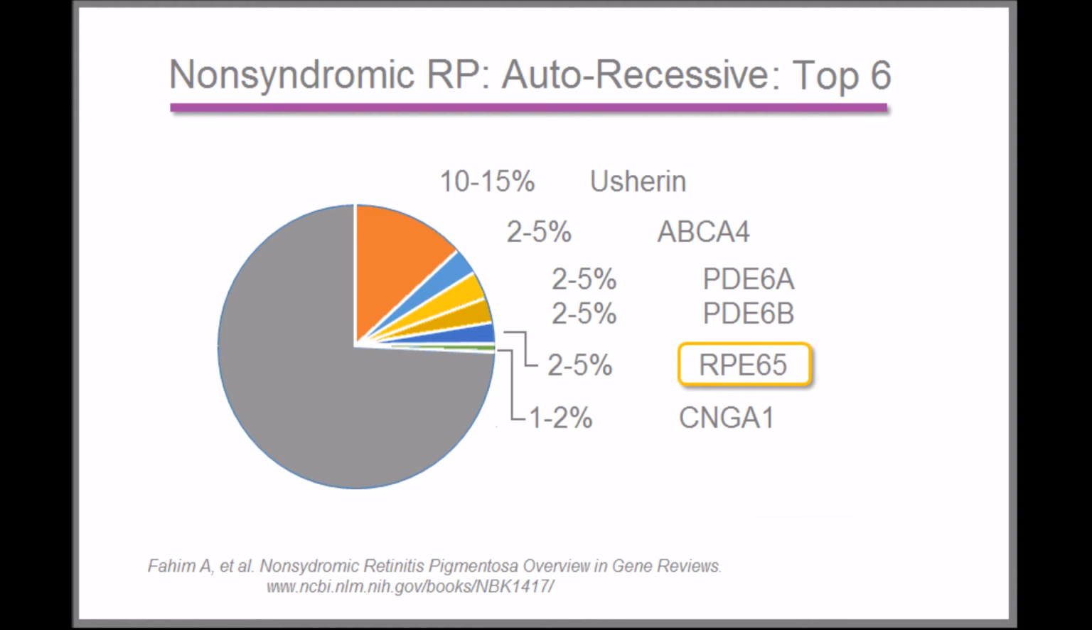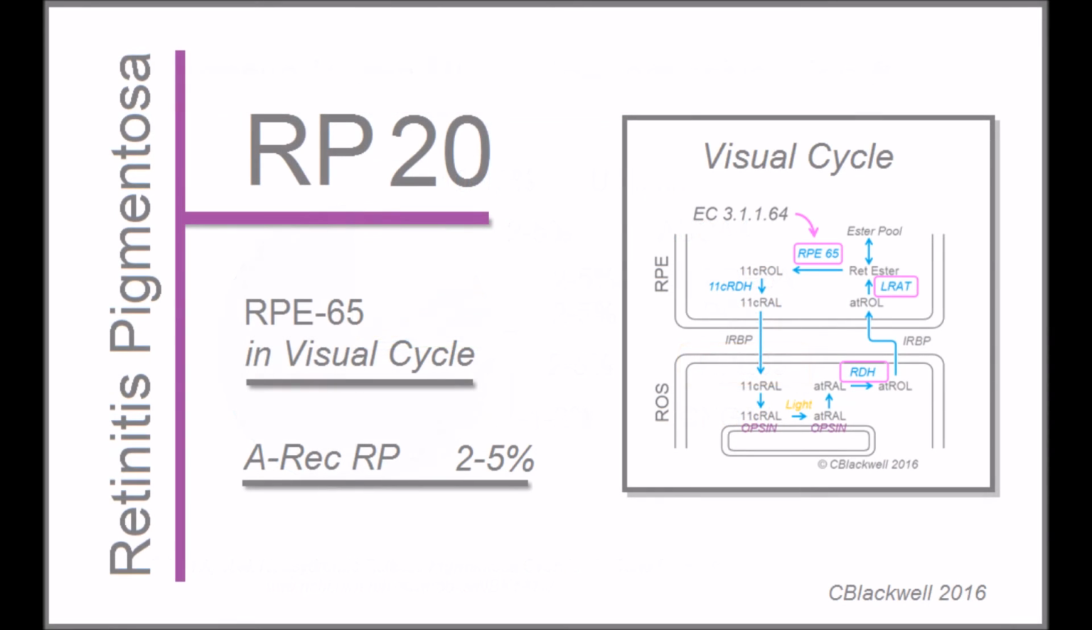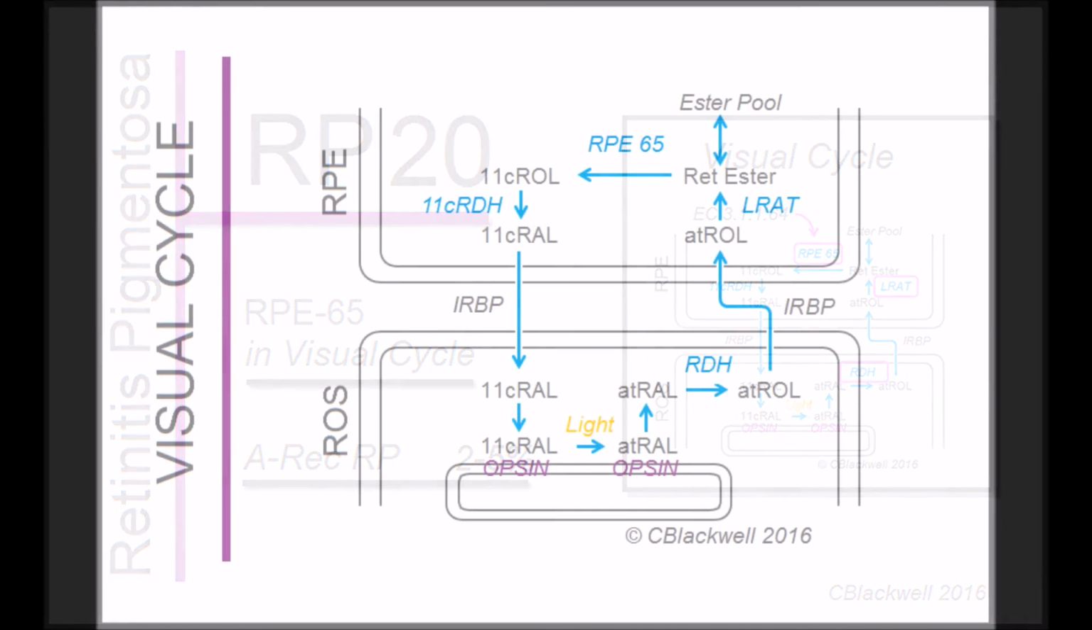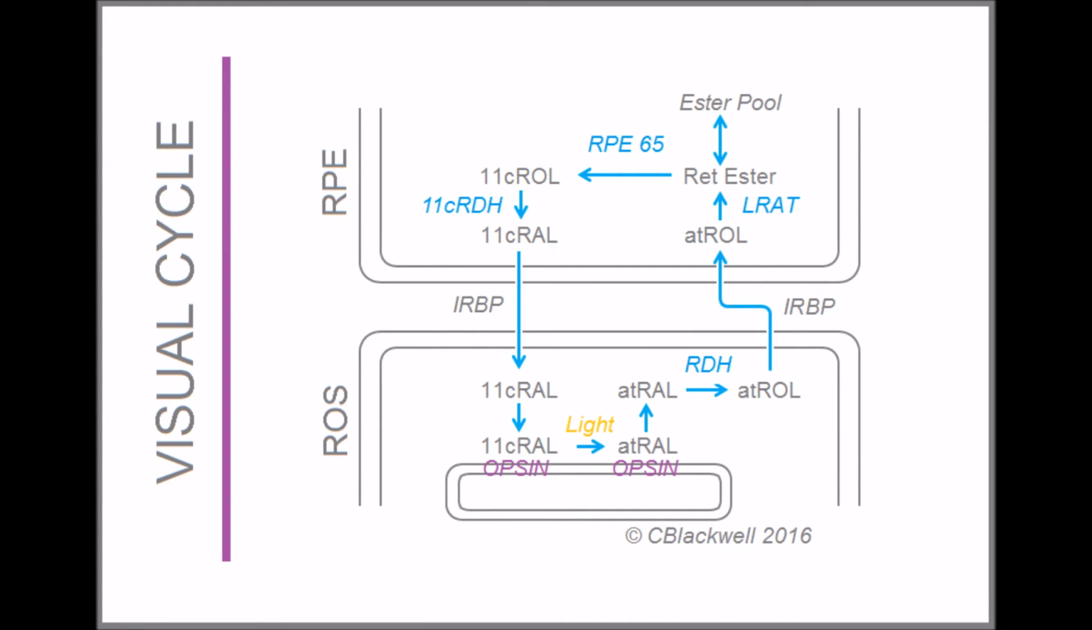RPE65 brings us to the visual cycle, the pathway that is responsible for regenerating active 11-cis retinal after exposure to light. The enzymes highlighted in pink have been found to be defective in different versions of RP. There are multiple potential defects in this pathway. We will not cover them all here.